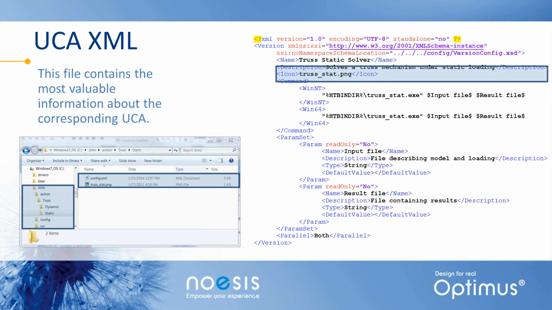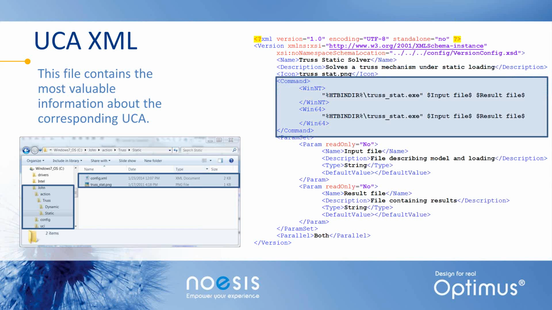You can define the icon, that is the icon that will appear as the icon of the node, and smaller as the icon as the available UCA-UCI. And this is the important part, and this is the command that you have to call in order to run your program. As you may see here, I have the option written for both Windows 32-bit and Windows 64-bit.